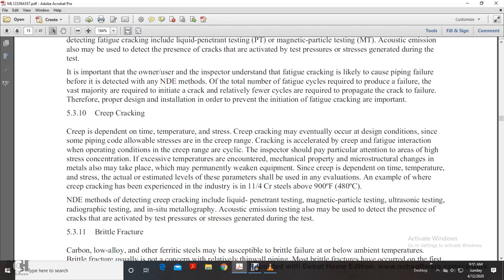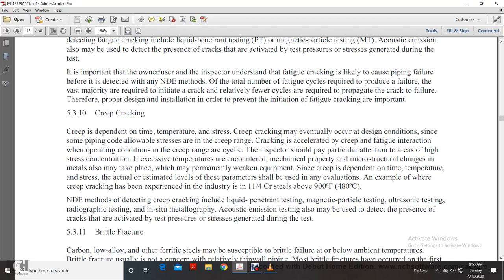When operation continues, conditions are in the creep range and cycles are cyclic. The inspector should pay particular attention to areas with high stress concentration, and to the effect of temperature on the mechanical properties. Microstructural changes in the metal may also take place and permanently weaken the equipment. Creep is dependent on the time and the temperature under stress. Actual estimated levels of the parameters should be used in the evaluation.